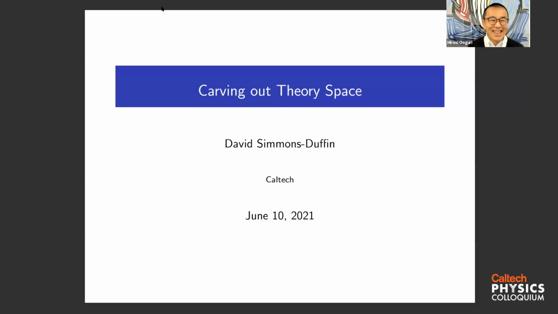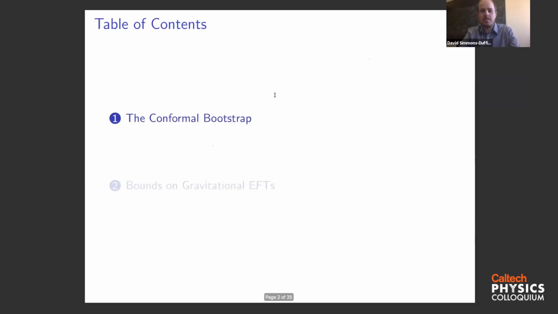Okay, so this talk will have two parts, and each part has a motivating physics problem. Hold on a second, I'm having some Zoom difficulties for the moment. Okay, so the first part is about the conformal bootstrap, and the second part is about gravitational effective field theories. These two parts are connected by both conceptual and practical reasons that will hopefully become clear in the course of the talk.